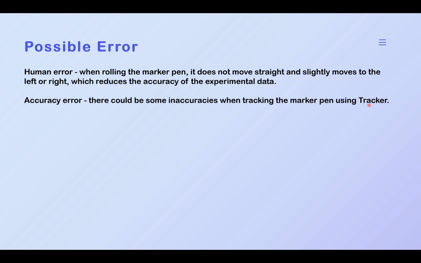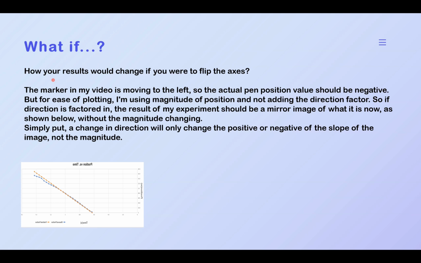Then here's my answer about the follow-up questions. First one, what if? How would my results change if I flip the axis? The marker in my video is actually moving to the left, so the actual pen position value should be negative. But for ease of plotting, I'm using the magnitude of position and not adding the direction factor. If direction is factored in, the results of my experiment should be a mirror image of what it is now, as shown below, without the magnitude changing.